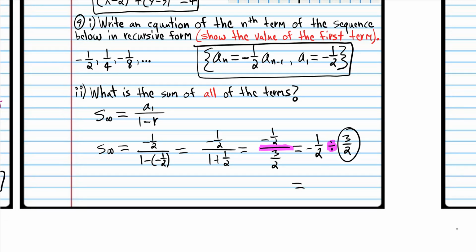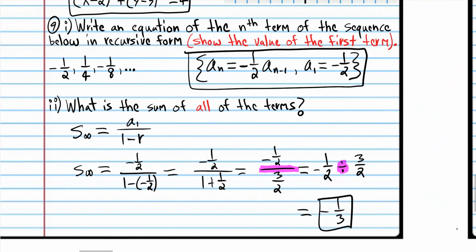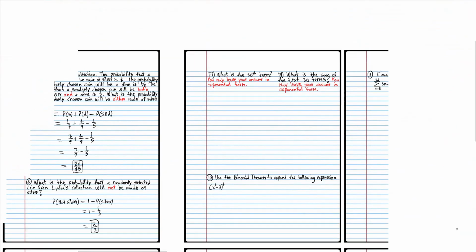So you flip the divisor and then change the purple division symbol to multiplication, and then we have negative 1/3. That is the sum of all the terms. There's an infinite number of terms. So if you got that right, excellent. You may want to take a picture of this sequence here, because we have part 3 and part 4.